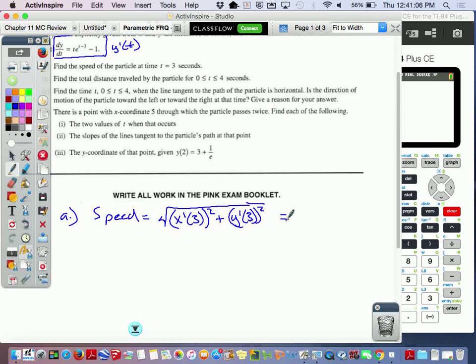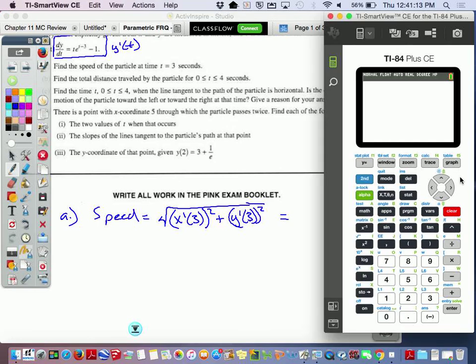Now, you're probably wondering, should you be in parametric mode? Should you be in function mode? You can be in either one. So here's what I recommend doing. I'm going to go to y equals, and check my mode. I'm going to want to be in radian mode, and I want to be in function mode for this problem.